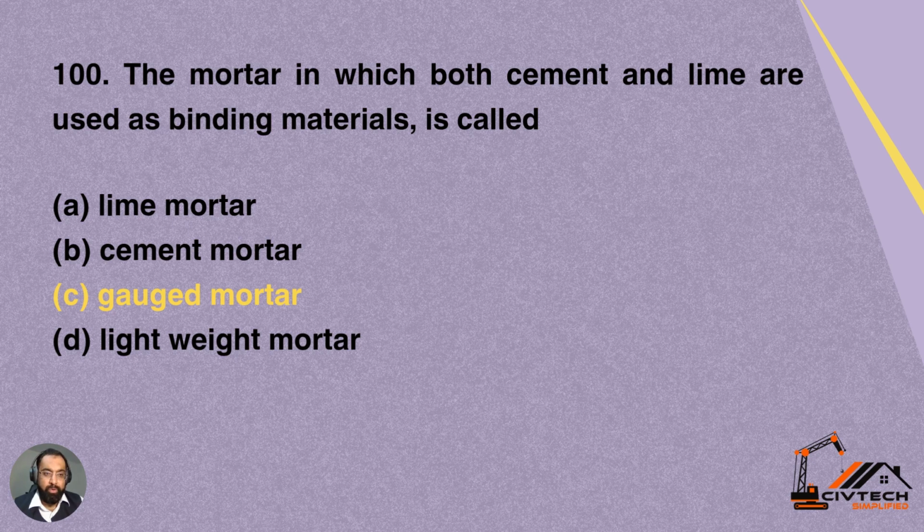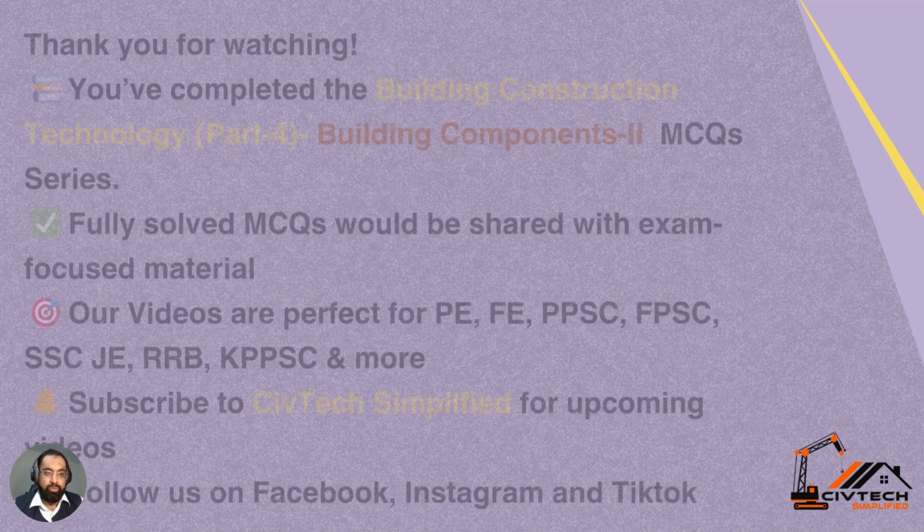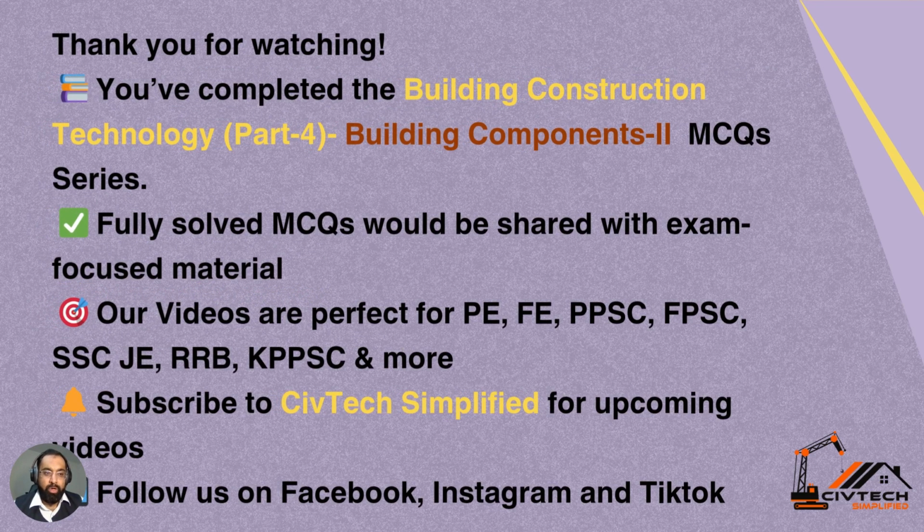Question number 100 and the last question for today's video. The mortar in which both cement and lime are used as binding material is called number A lime mortar, B cement mortar, C gauged mortar, D lightweight mortar. So it's called gauged mortar. Option C is correct for this question.